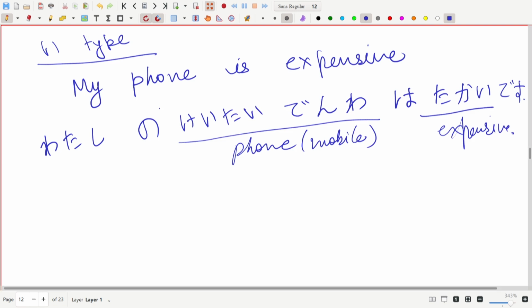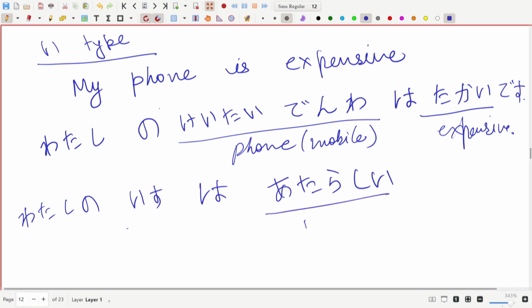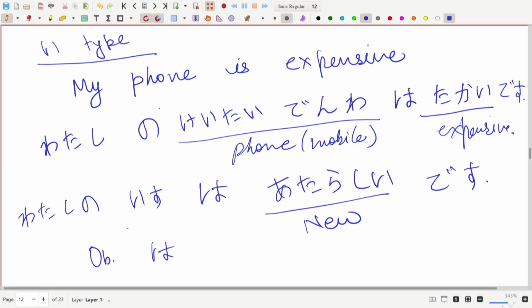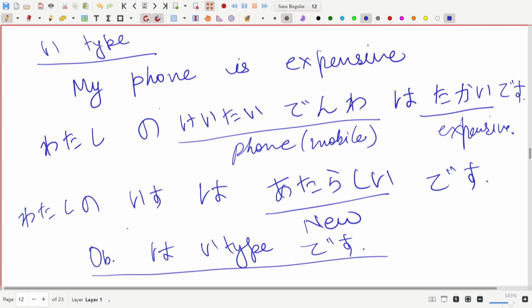Right. Next we can say, my chair is new. Okay. So, watashi no isu wa atarashi desu. So, any object you can put, object wa, E type adjective, and desu. So, that is the formula.